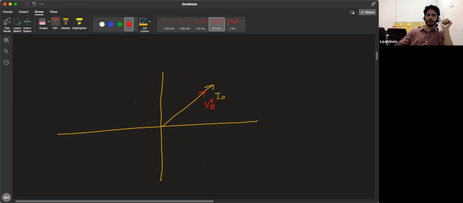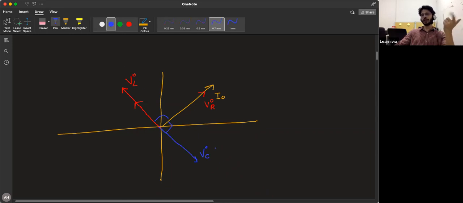If I take V naught L, then the voltage across the inductor will lead the current. This is V naught L. The voltage across the capacitor will lag the current. This is V naught C. This angle is 90 degrees. This angle is again 90 degrees. So we have three voltages, V naught R, V naught L, and V naught C. We have to add them up. To add these three voltages, we'll be using the parallelogram law.